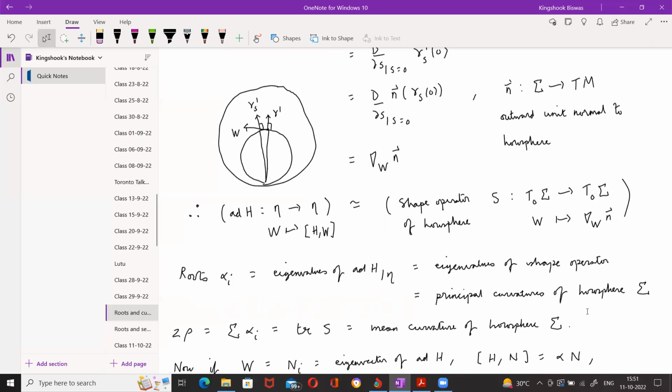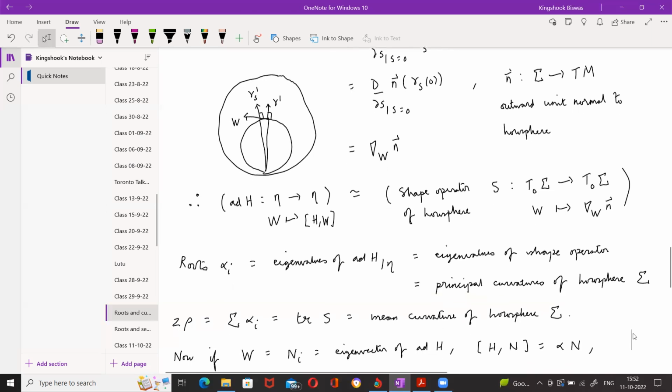All right. And 2 rho, which is the sum of the roots, is the sum of the eigenvalues. That's the trace of the shape operator. So 2 rho is the trace of the shape operator, and the sum of the principal curvatures is called the mean curvature, for any submanifold. So 2 rho is the mean curvature of the horospheres.